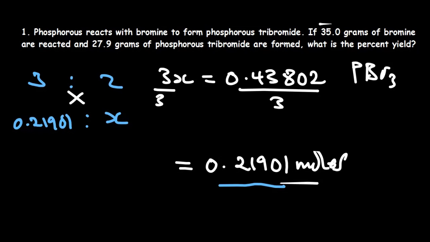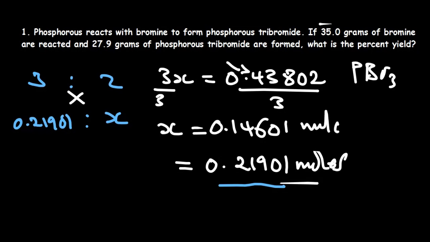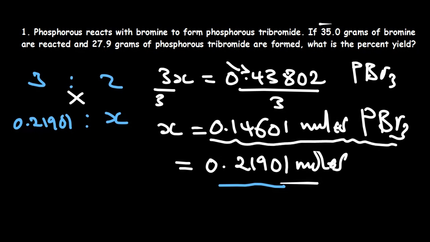Okay, so x is going to be equal to that number divided by 3. If I divide this number here by 3, my calculator is giving me 0.14601. These are moles of phosphorus tribromide. Since we have the moles of phosphorus tribromide now, we can use these moles to find its mass.